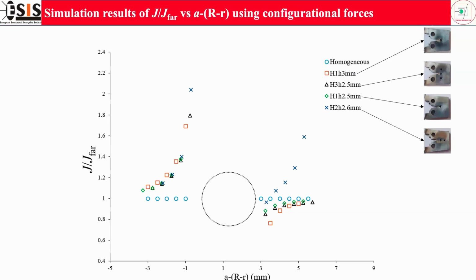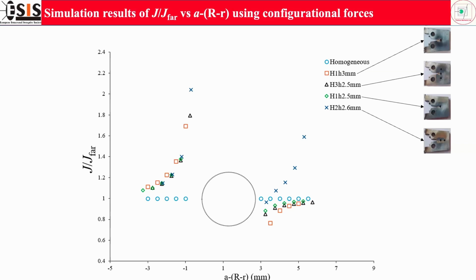As we all have studied earlier in fracture mechanics, the J integral is path independent for the case of a homogeneous specimen. If the J integral is path independent, then J near tip should be equal to J far, and the ratio should be equal to 1. It means that J by J far is equal to 1, meaning that the J integral is path independent. But for the specimen with a hole in it, we can see that the J integral is path dependent. Here we can see that the value of J by J far is greater than 1. It means that the crack is experiencing higher crack driving force for the case of a specimen with a hole in comparison to the homogeneous specimen.